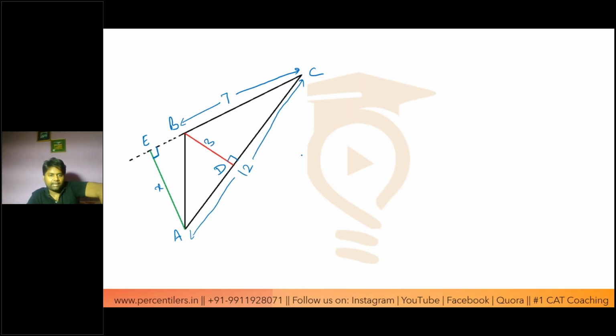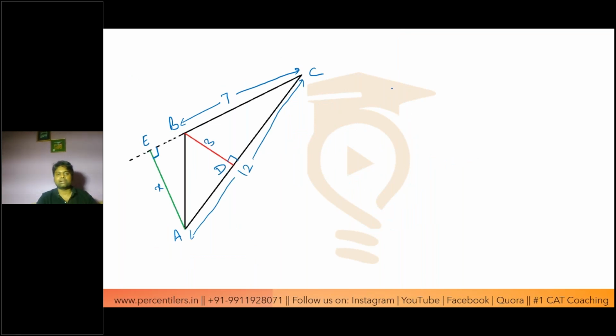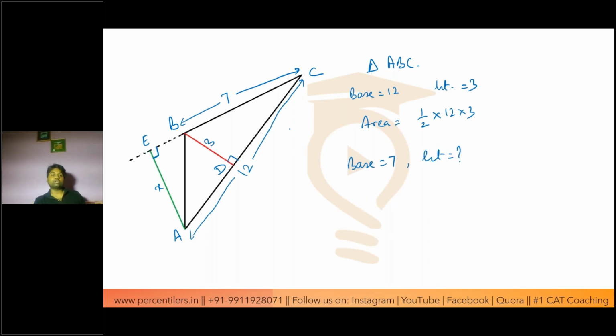So a lot of people did catch it, that it is pretty much very similar to the previous question. Like we changed the base and the height changed. Similarly, triangle ABC, if I take the base as 12, the height is 3. So the area is half into 12 into 3. Okay. If I take the base as 7, what is the height? Remember, I told you height is the perpendicular coming from the opposite vertex. So if 7 is the base, what is the opposite vertex?